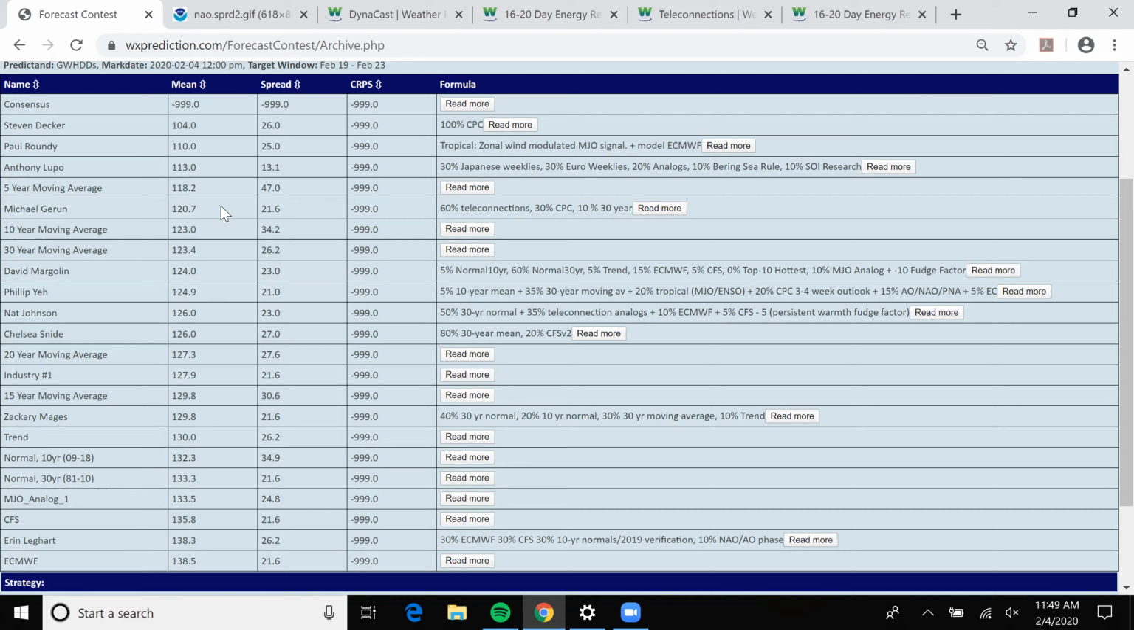The CPC forecast is one of the warmest I've seen, with a 70% chance of above normal along the East Coast. That's a pretty impressive warm signal to me. So that's how I got to my value of 120.7. Does anyone have any questions for that?